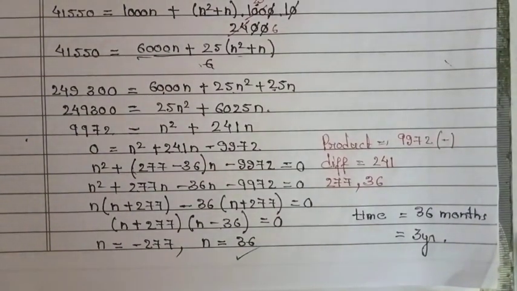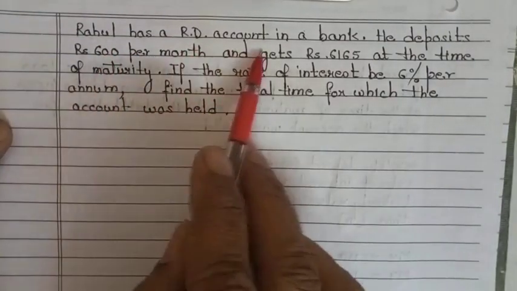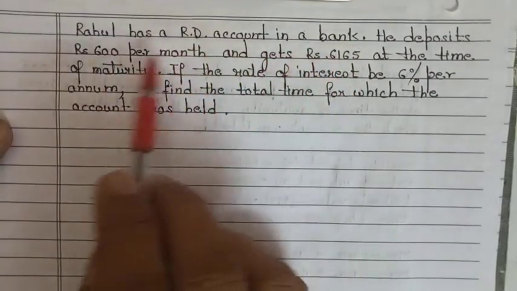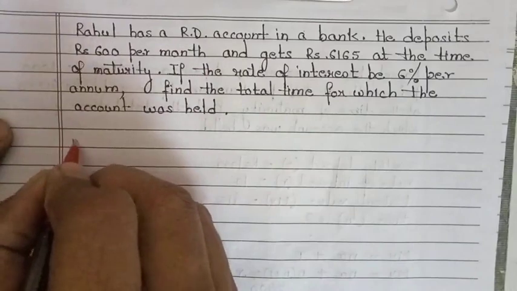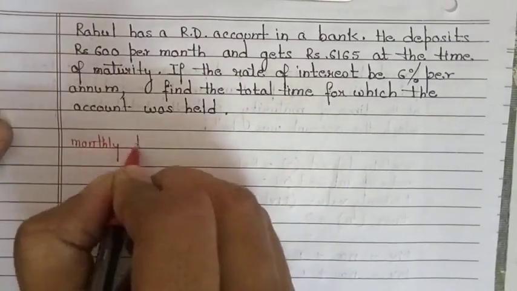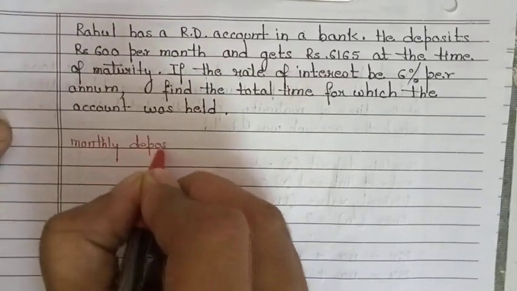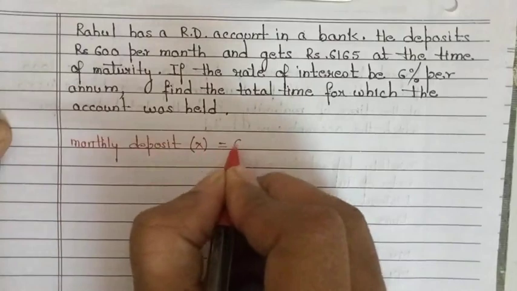This is clear to you now? Now the question says Rahul has an RD account in a bank. He deposits rupees 600 per month. So here you can see monthly deposit is given. So monthly deposit we will represent by X. It is given 600.